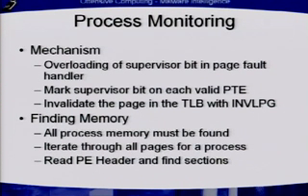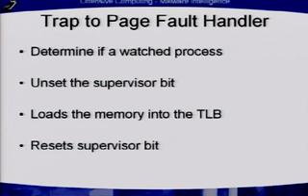Finding the memory can be a little interesting. The OllyBone method was to tag the areas of memory yourself. But we've actually automated this process. We do two things. We scroll through all available memory and tag it. We also look at the portable executable header and find what the executable wants to load so that we can get that information out as well. So once the trap to the page fault handler occurs, we determine if we're interested in it. We unset the supervisor bit to allow the process to load memory into the TLB, and then we reset it afterwards.